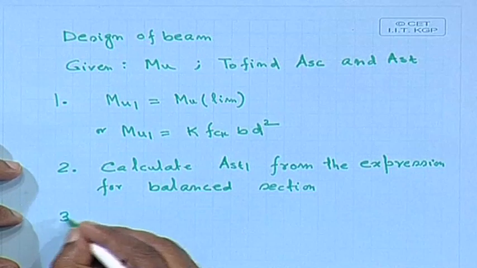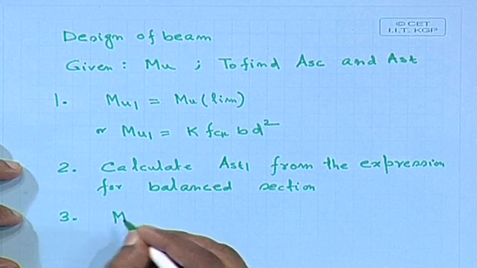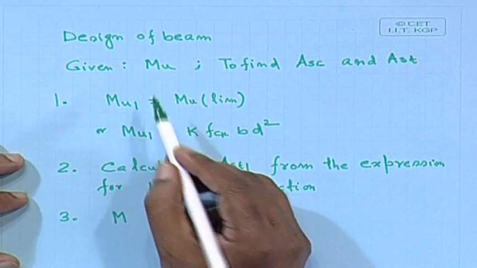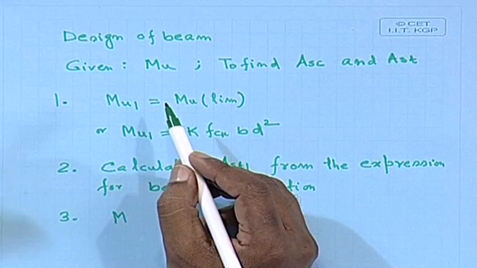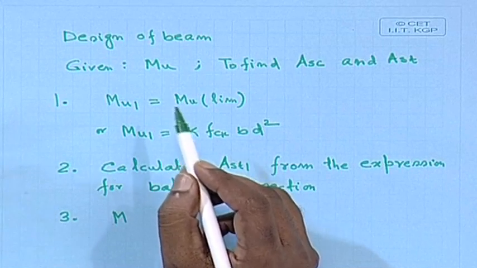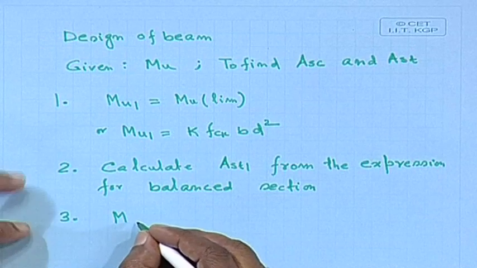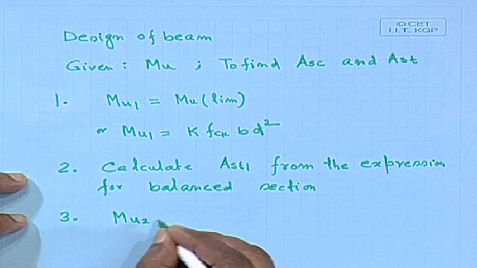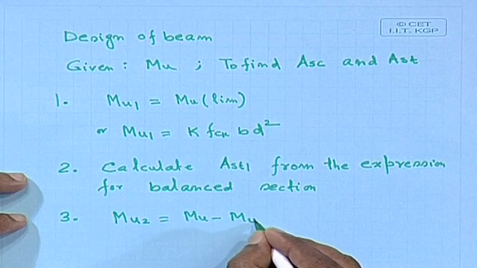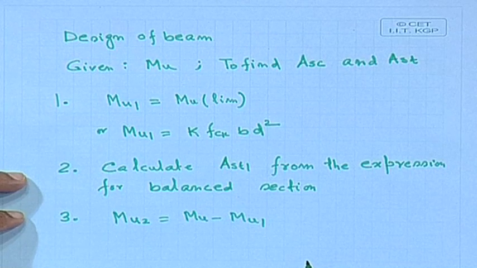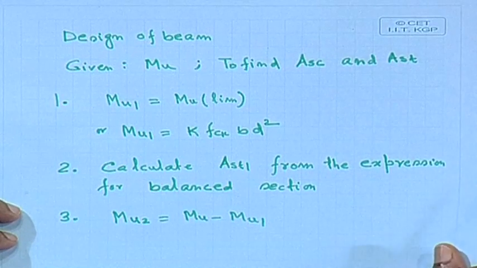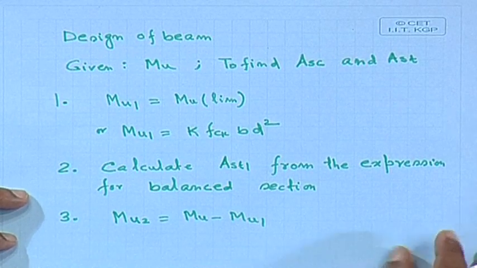Number 3, if Mu1 is greater than Mu, that means it is a singly reinforced section. Otherwise, we need to go for design of doubly reinforced section. We have to calculate Mu2 equal to Mu minus Mu1. We can write down the next page, I think.